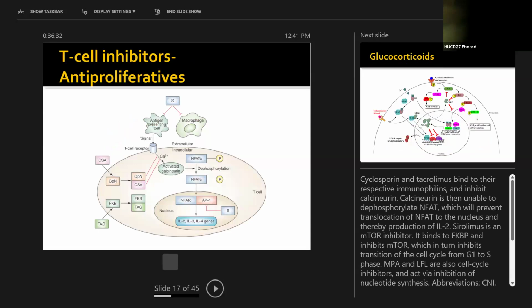Then we have T cell inhibitors, anti-proliferative. Okay, don't look at the drug per se just yet. So when you're looking at this proliferative response, what you see here, without looking at sirolimus, don't look at it just yet, you have an antigen presenting cell presenting the peptide. You have the first signal, the signal between the MHC and the T cell receptor, right? And it's presenting that peptide.